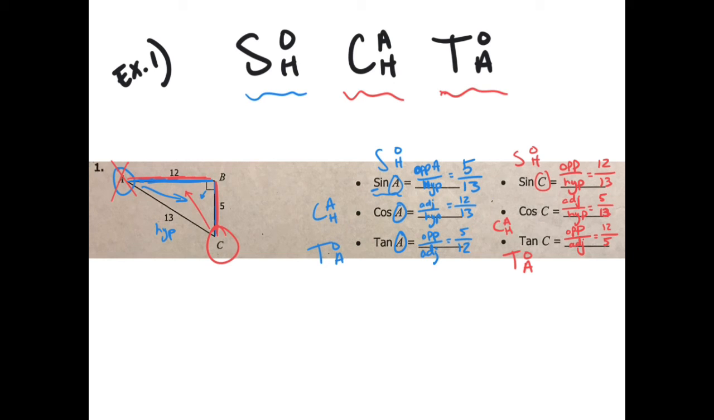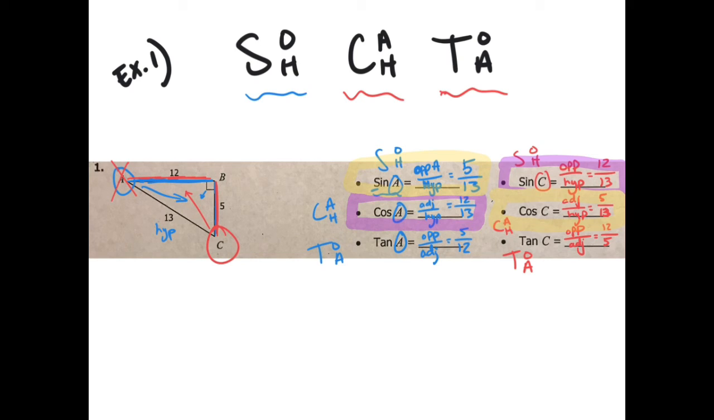Now, what you might notice, there's some connections here. You might notice that cosine of A is the same thing as sine of C. What? You might notice that sine of A is the same thing as cosine of C. And it's always going to be like that. That little pattern is always going to happen.